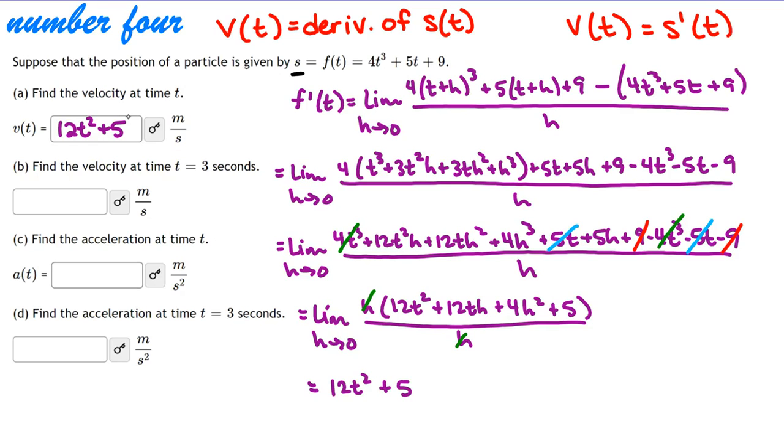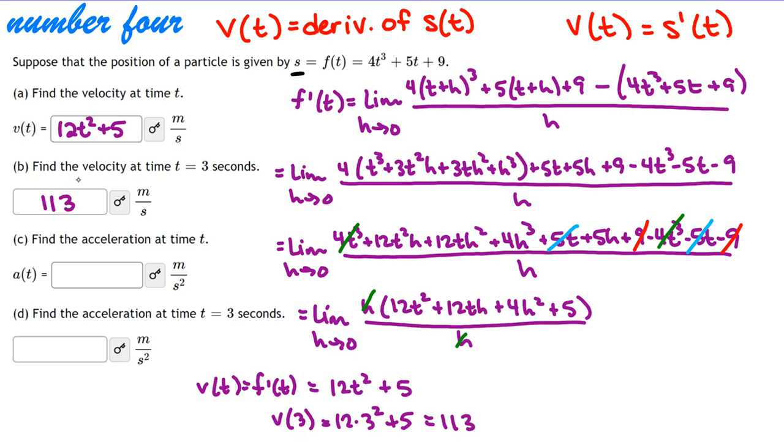Part B, find the velocity at time 3 seconds. So what we just found was the velocity at time t. All we need to do is plug a 3 in there. 12 times 3 squared plus 5. Let's see, gonna check my calculator. I'm getting 113. You're going to have similar problems on your MyOpenMath, but they might have different numbers. Usually that's the case, but not always.